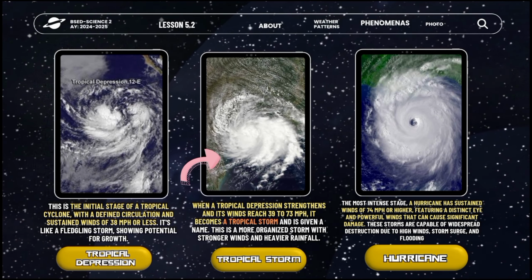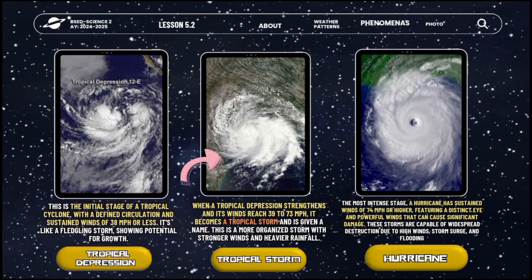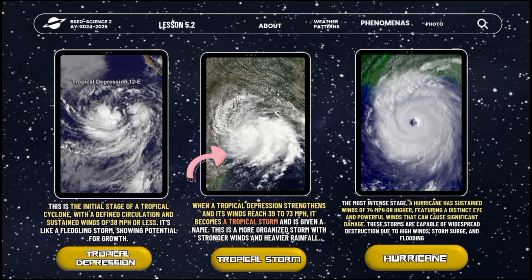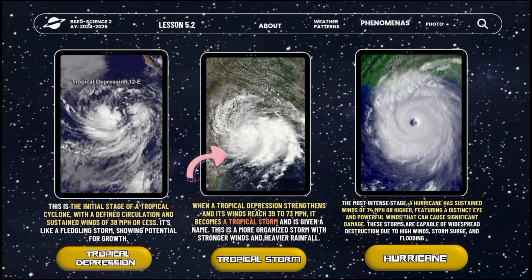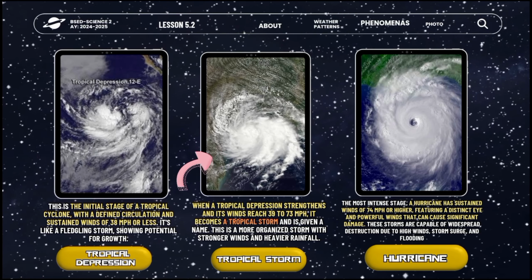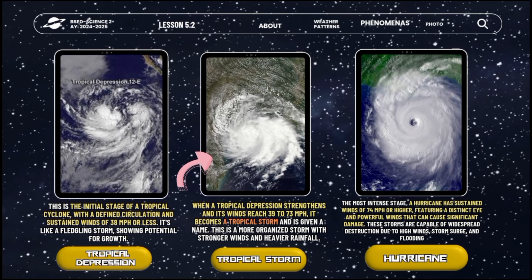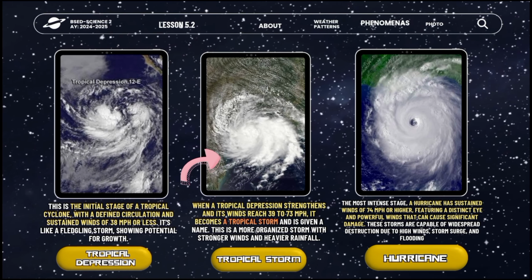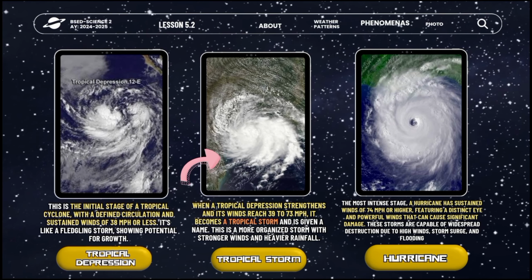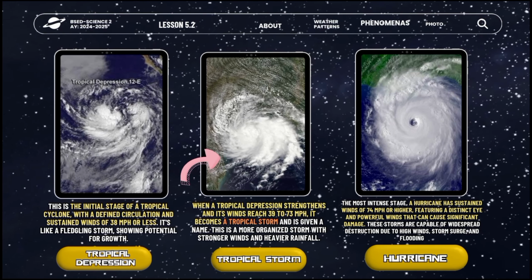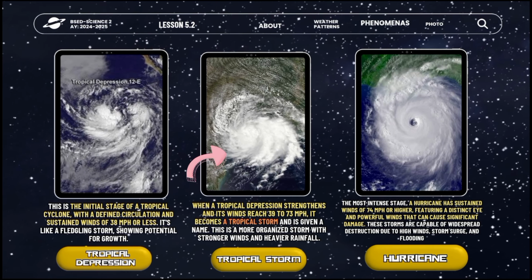Next picture: when a tropical depression strengthens and its wind reaches 39 to 73 miles per hour, it becomes a tropical storm and is given a name. This is a more organized storm with stronger winds and heavier rainfall. So this picture is known as a tropical storm.